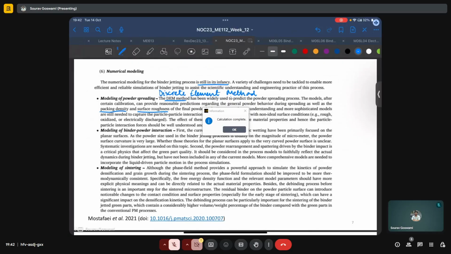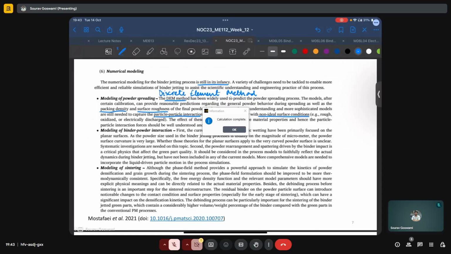However, more understanding is needed for capturing the particle-particle interaction, especially when we are using non-ideal surface conditions such as rough, oxidized, or electrically discharged particles. Typically, in a modeling framework, we will just assume spherical or at best elliptical particles because they are mathematically easier to describe and more tractable. The effect of these conditions on the surface material properties and hence the particle-particle interaction forces should also be well understood and captured.